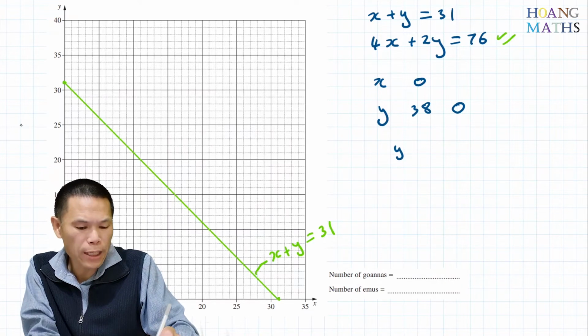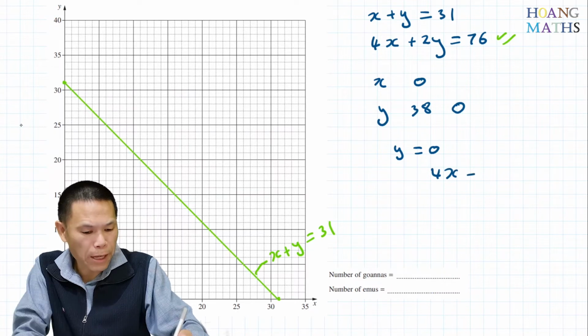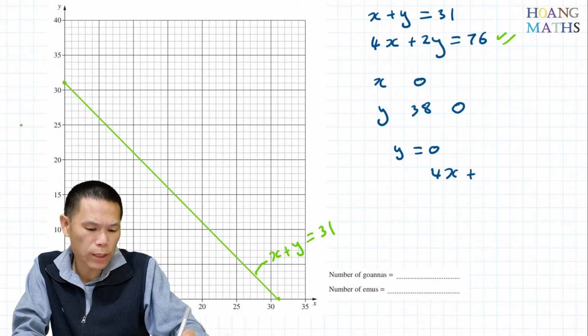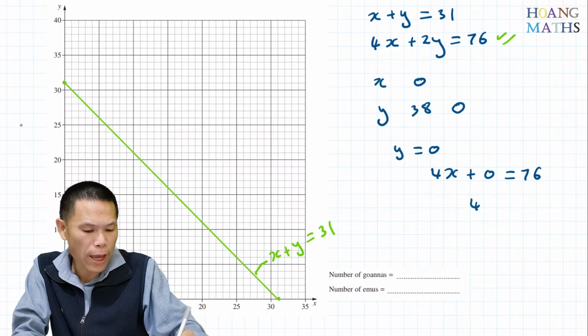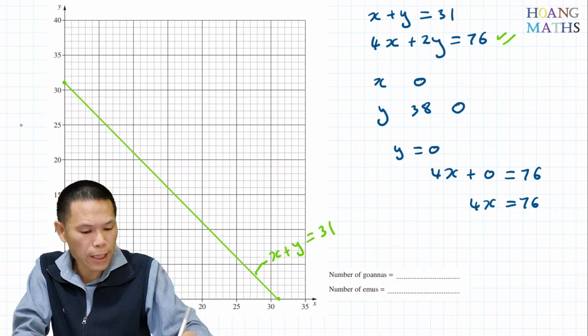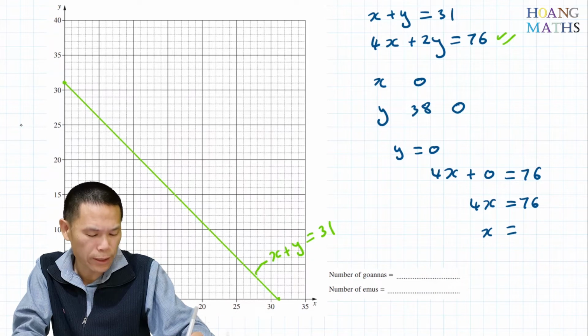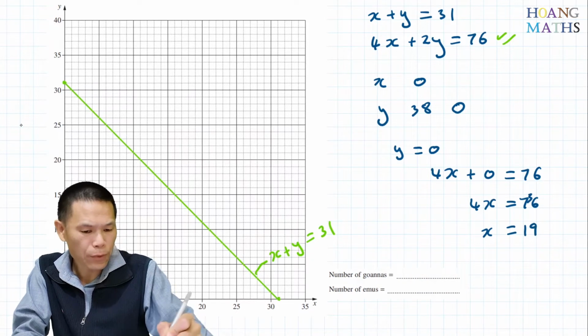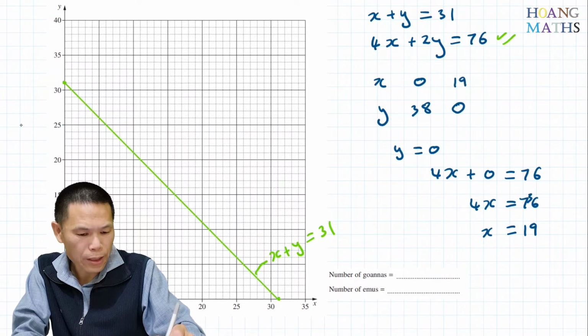So when y is equal to 0, that means 4x plus 2 lots of 0 is equal to 76. So 4x is equal to 76. Then I divide by 4 on both sides. So that means x is equal to 76 divided by 4. 4 goes into 7 is 1, remainder 3. 4 goes into 36 is 9. So it's 19. So there you go.